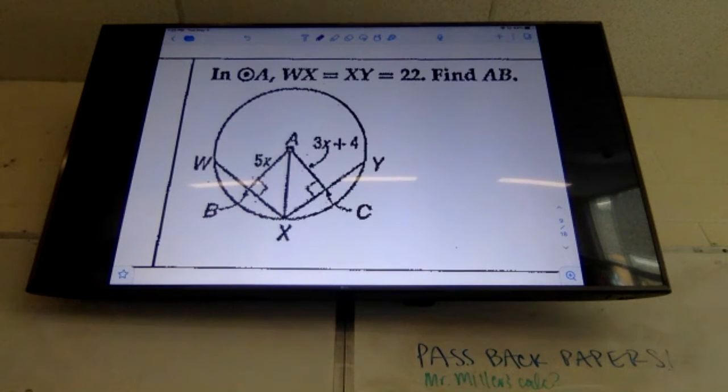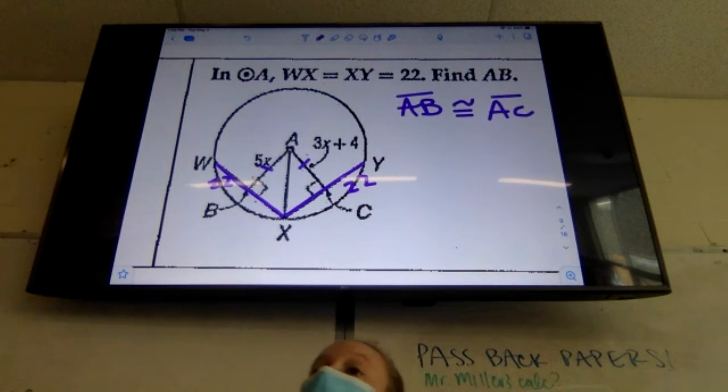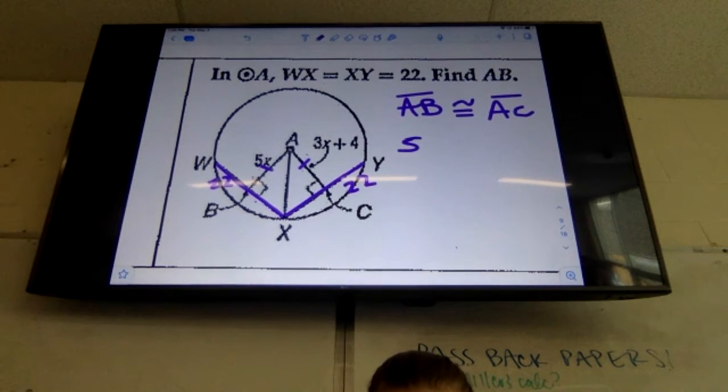All right, next one. It says WX and XY are congruent and they both equal 22, and we have to find AB. Why is it helpful that they told me WX and XY are congruent? Yeah, Braden. That makes AB and AC congruent. Good, so because I know the chords are congruent, that means that they are equidistant from the center. So I'm going to say AB is congruent to AC, so we can just set them equal. 5x equals 3x plus 4.